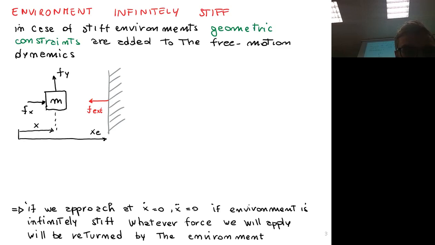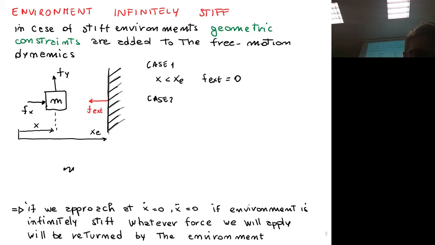The first case is when the position of this mass is far away from the position of the environment. The position of the environment is represented by this xc position that represents the position of the wall. So in case our robot is far away from the environment, the external force coming from the environment is 0.